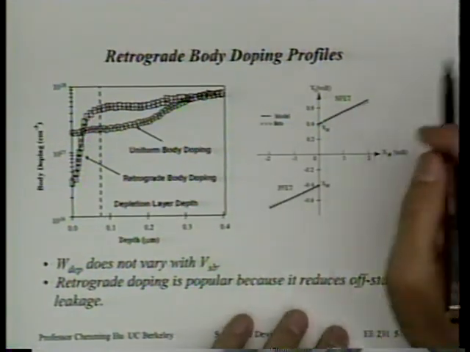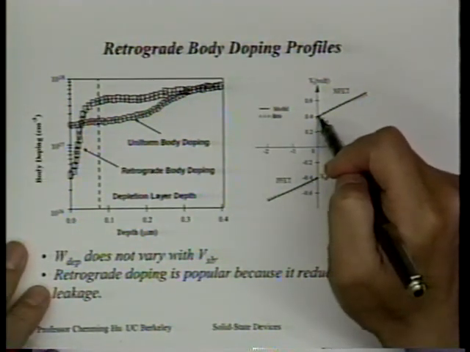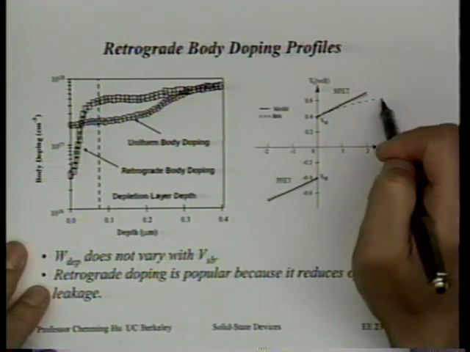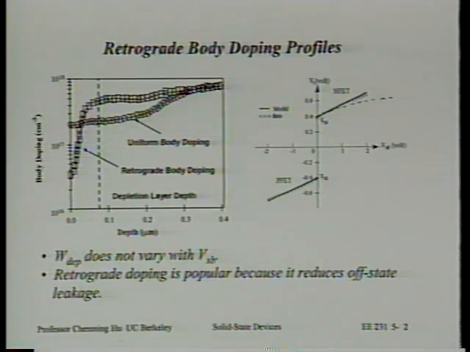Now, the model that you might have remembered would suggest that this relationship between VT and VSB is not linear, it's sublinear, a square root relationship. So it would look something like that. Now, what's the difference? What has been happening?